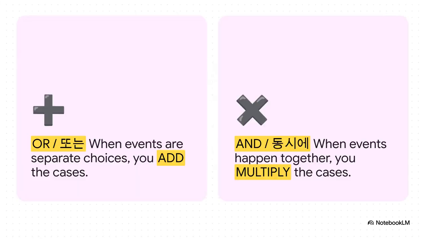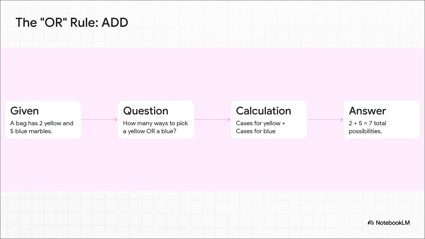Simple as that. And what's really cool is that almost all of this basic counting stuff boils down to just 2 little words, or and and. Seriously, once you learn to spot these words, you know exactly what to do. If you see or, you're going to add. If you see and, you're going to multiply. That's the secret sauce right there. So let's kick things off with the or rule.